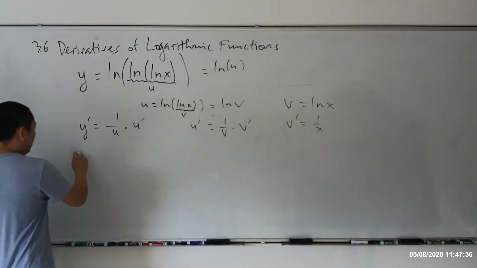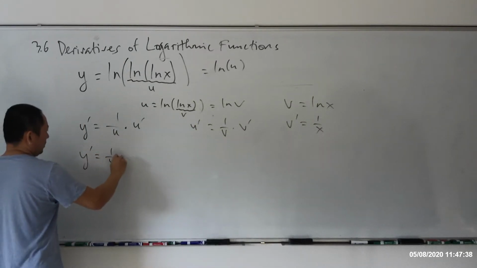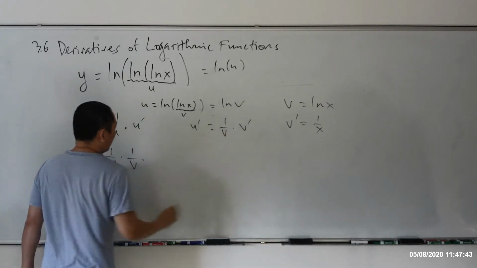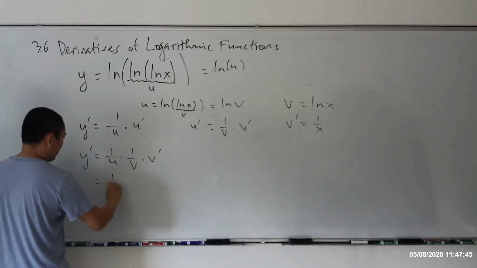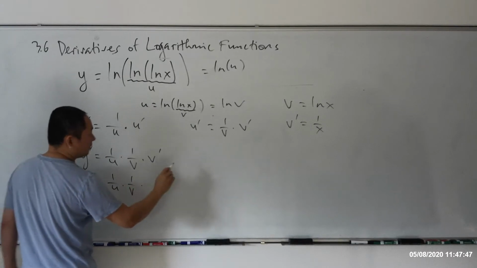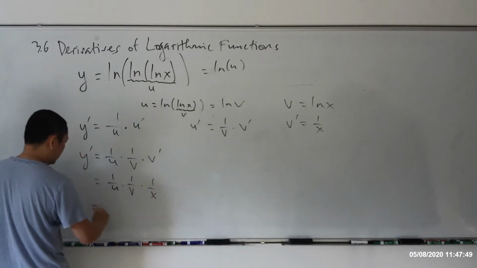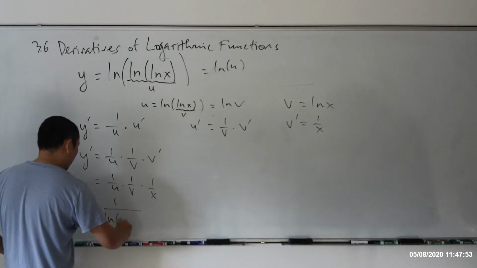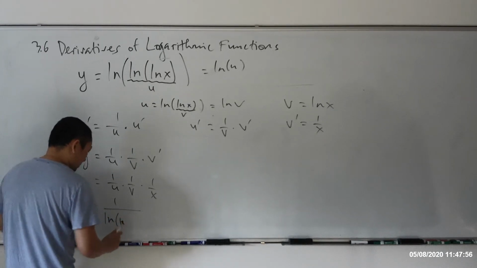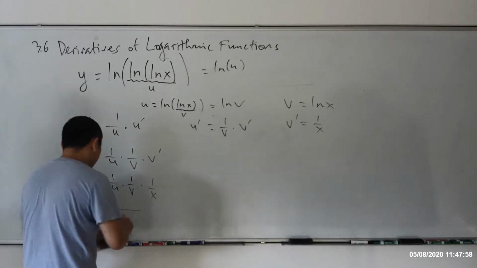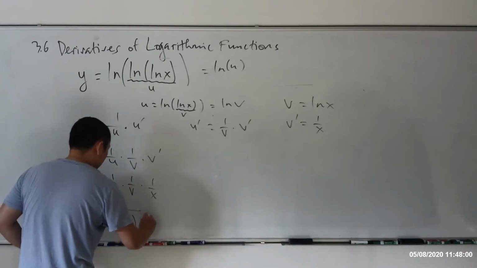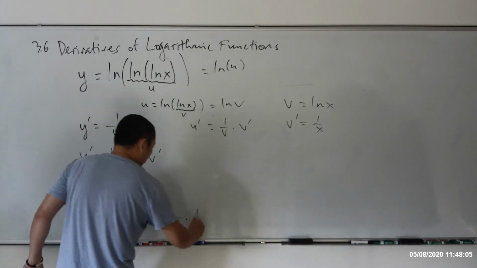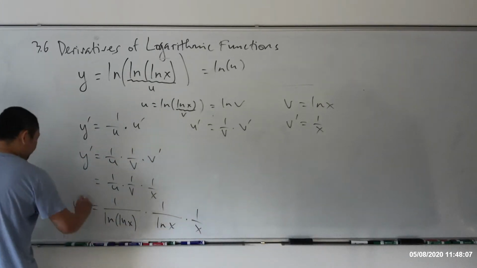Okay? So y prime is 1 over u times u prime, which is 1 over v times v prime, which is 1 over u times 1 over v times 1 over x. 1 over u is 1 over ln of ln of x, 1 over v is 1 over ln of x, and 1 over x is going to be your y prime.